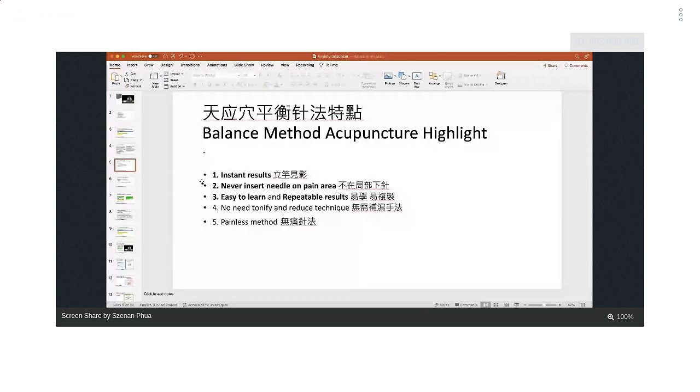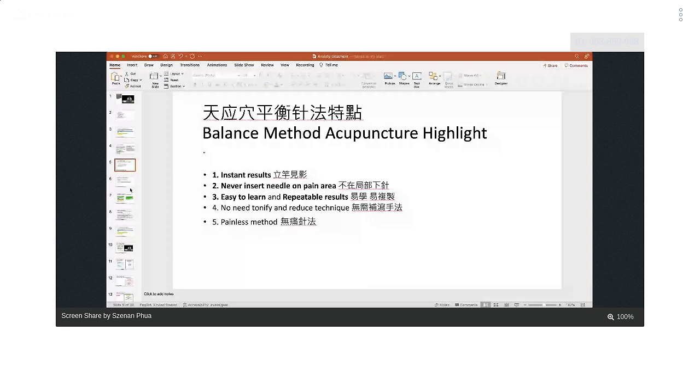Right, we're going to apply balance method acupuncture. This is the distal acupuncture strategy. Nothing wrong with doing local points, but we only focus on distal points in this webinar. The highlights of balance method acupuncture are instant results, never inserting a needle on the pain area, easy to learn, and repeatable results. No need for tonifying or reducing technique, and it is a painless method.